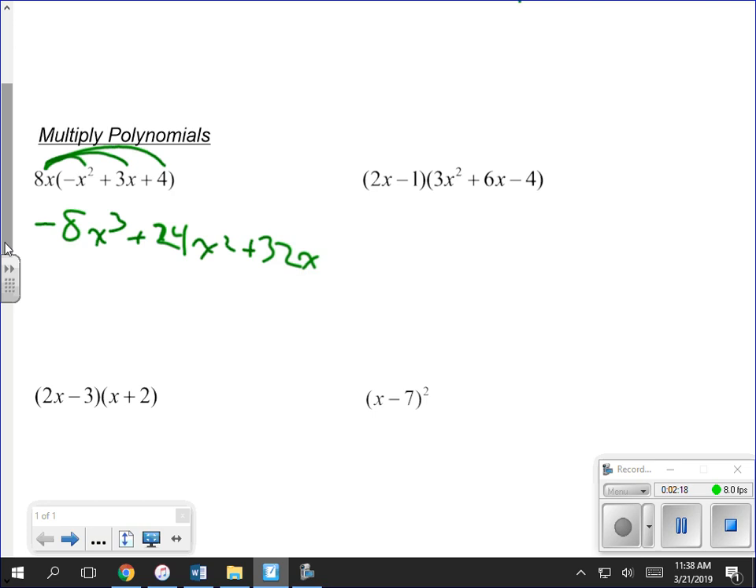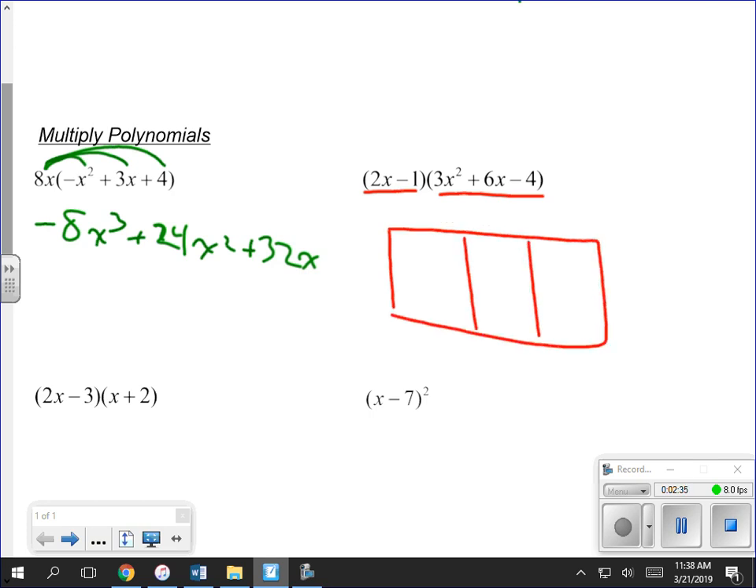On the next problem, I have two terms, a binomial, times three terms, a trinomial. The only way to really do this well is to set up a box. So I set up a 2 by 3 box. My binomial, my first two terms go on the side here, 2x and a negative 1, and then my trinomial goes on top, 3x squared, 6x, and a minus 4. And then I fill in the boxes like a multiplication chart.